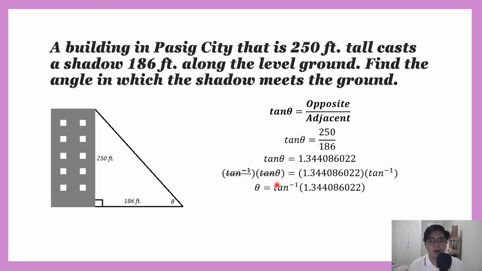Theta is equal to arctangent of 1.344086022, resulting to 53.35 degrees when rounded off to 2 decimal places.